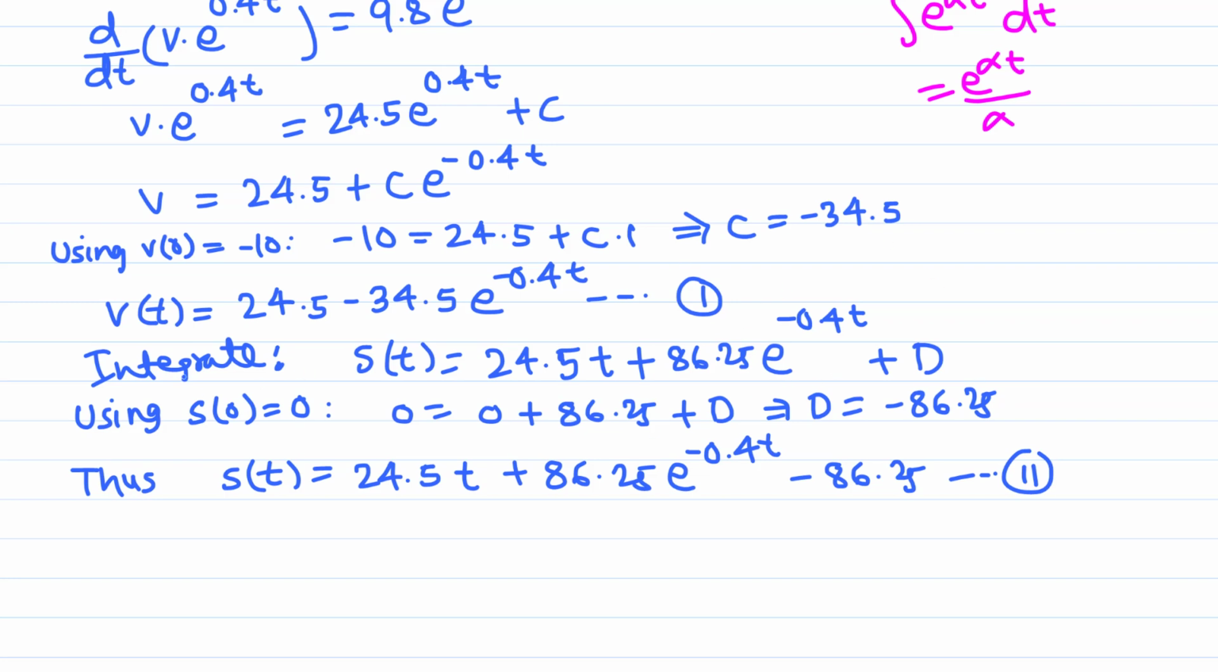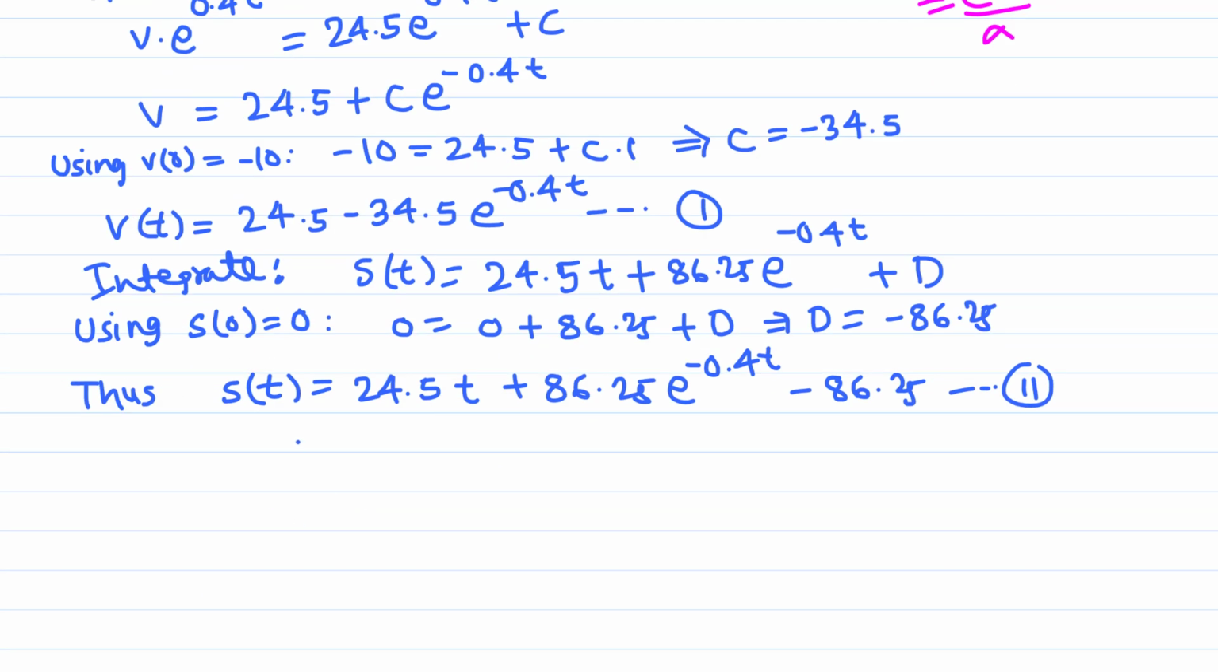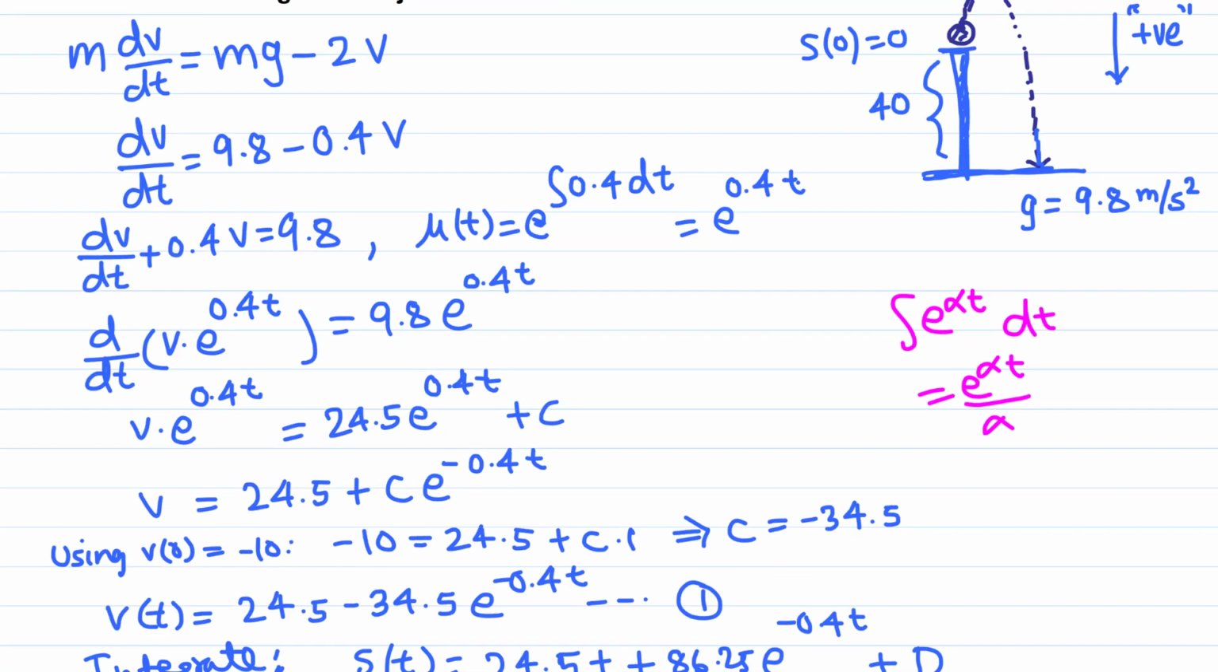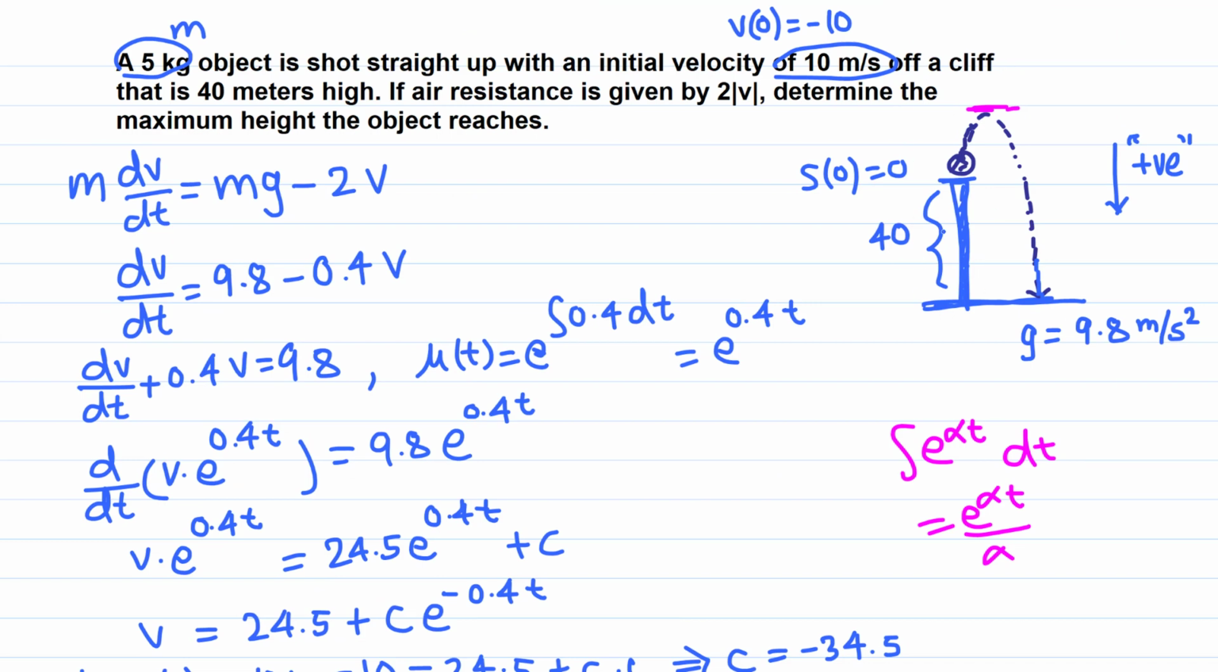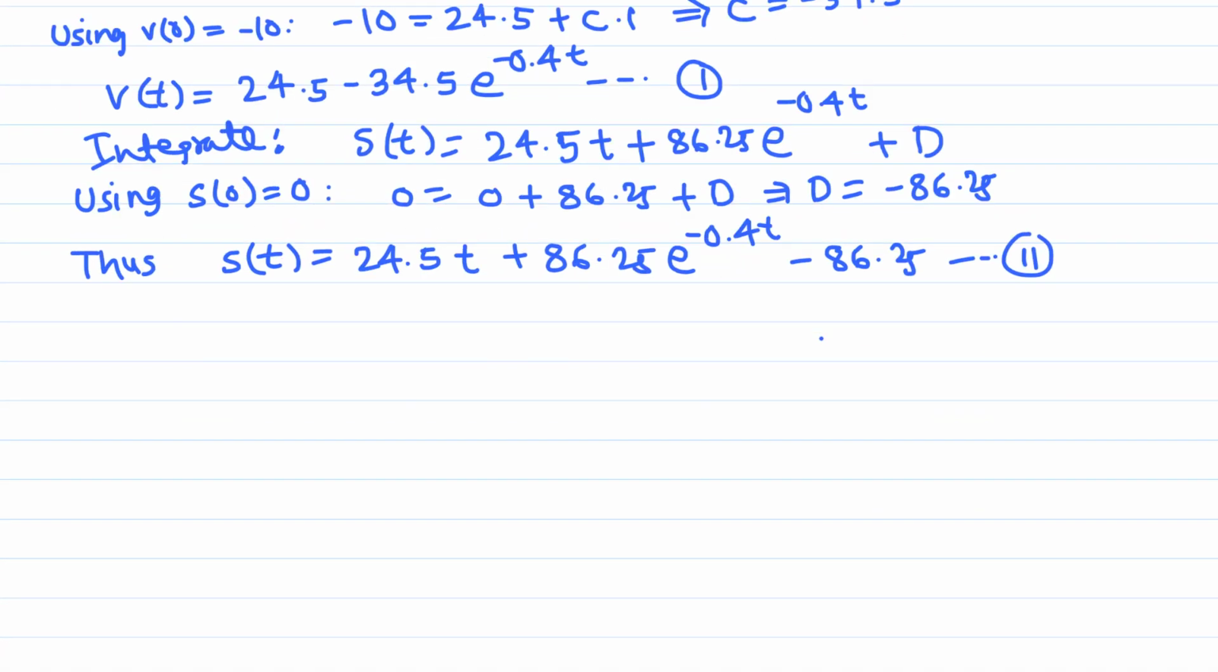Now from equation 1, which is the velocity at any time t, and equation 2, the position or height at any time t, we can answer any questions regarding this path of the flight. Here we are only asked to determine the maximum height. At maximum height, we set the velocity to 0, so we get the time, and then we can find this height and add 40 to that height.